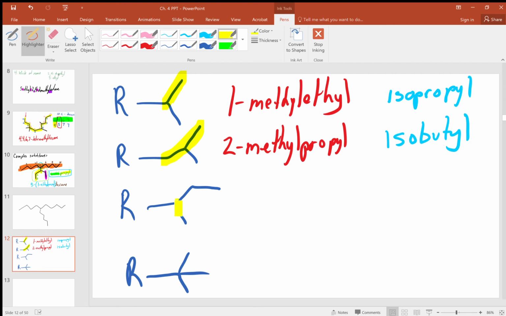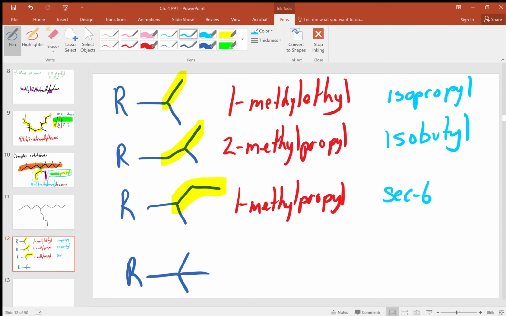Our third one is very similar, except the methyl group is attached to the first carbon of the propyl, not the second carbon. So this is 1-methylpropyl, and that is commonly known as sec-butyl. Sometimes I think this is one of the easier ones to remember, because sec-butyl, it's on the second carbon of the butyl group.